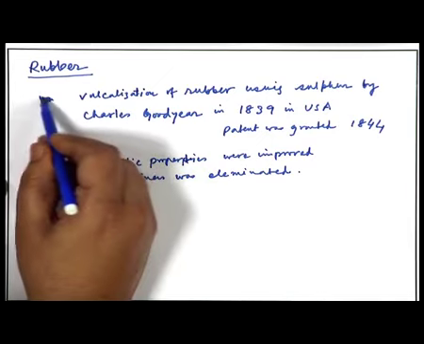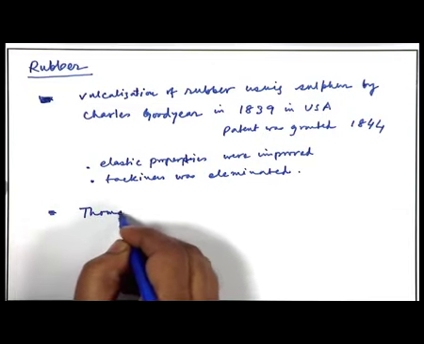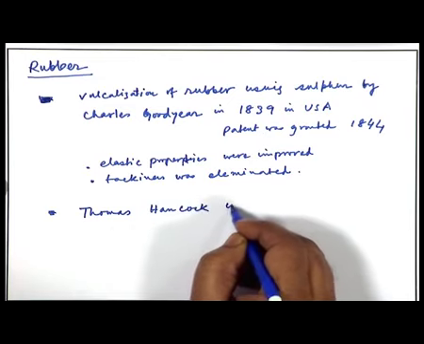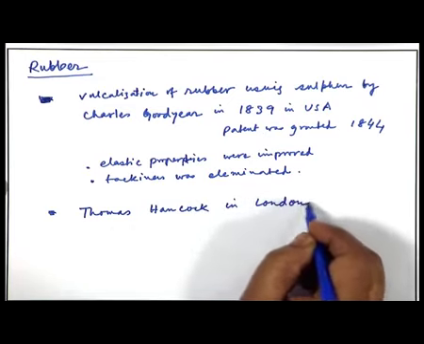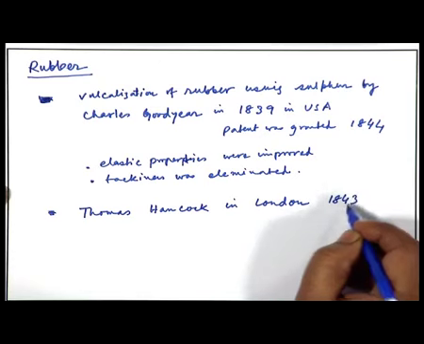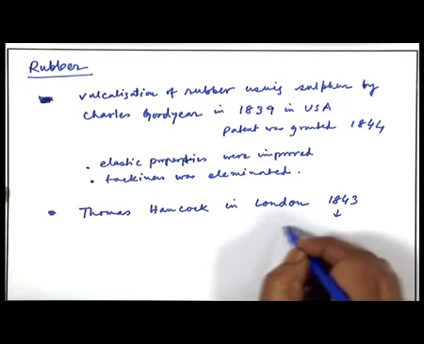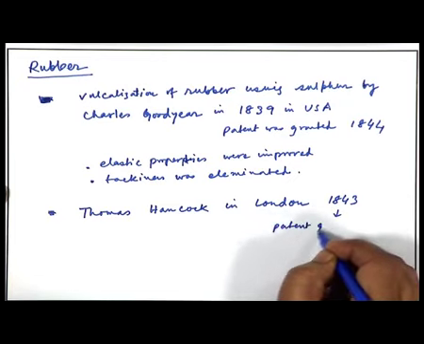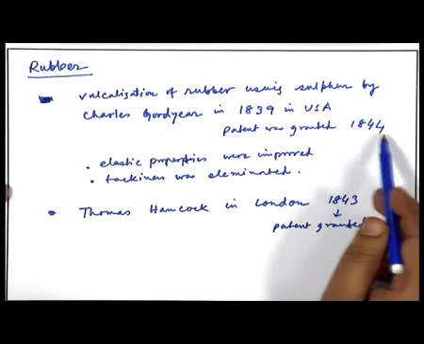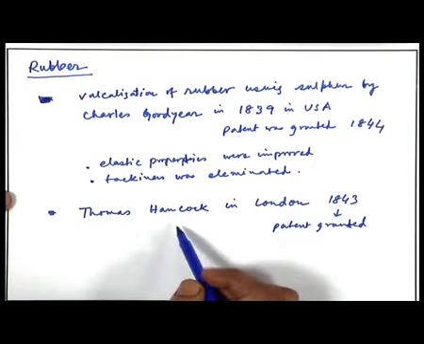Now, at the same time, there was another scientist, Thomas Hancock, in London, who also discovered a similar vulcanization method, and he also filed a patent in 1843. This is the filing year. The patent was granted after Goodyear's patent, in 1844. The first patent went to Charles Goodyear, and the next was to Thomas Hancock.